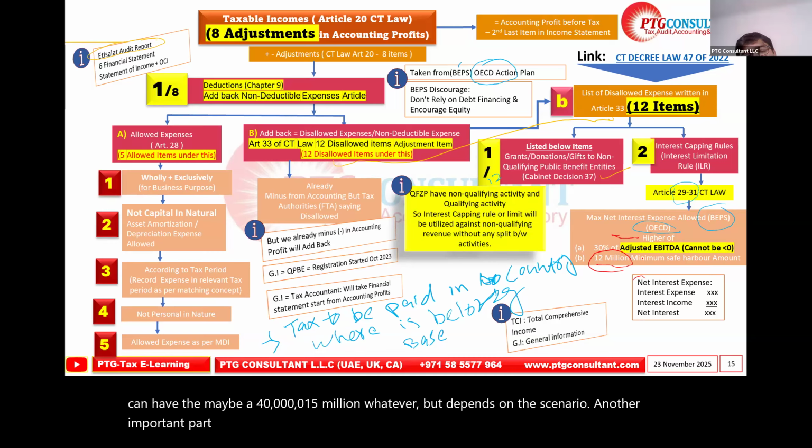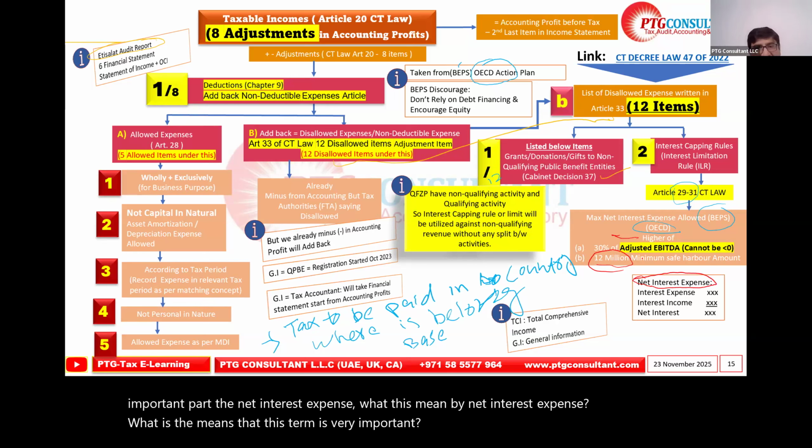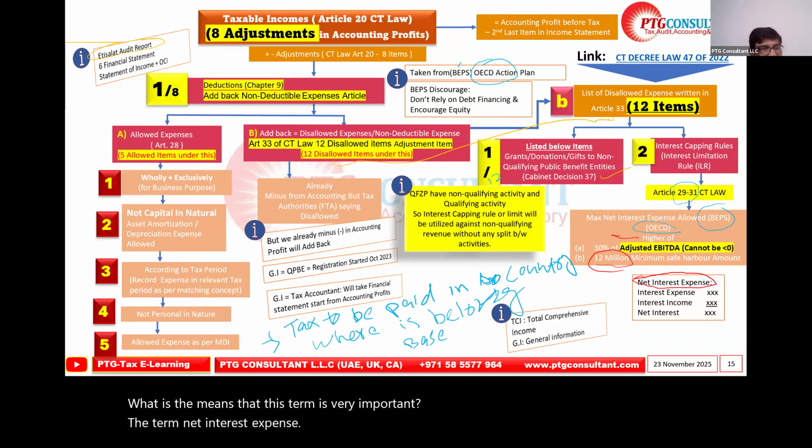What is the meaning of this term? This term is very important. The term net interest expense, I appreciate if you can clarify your understanding, because when we are calculating, we have to go in the same fashion. What is the net interest expense?